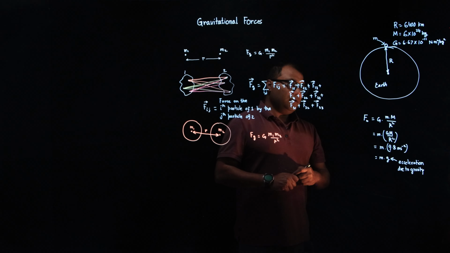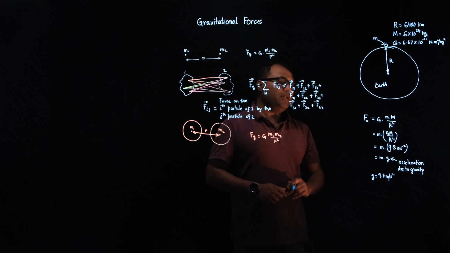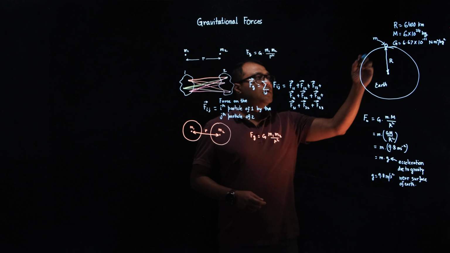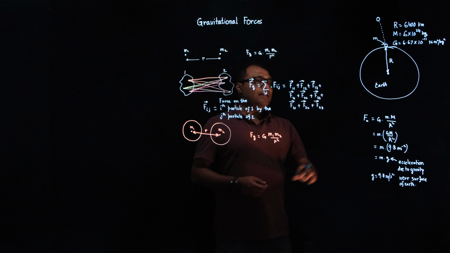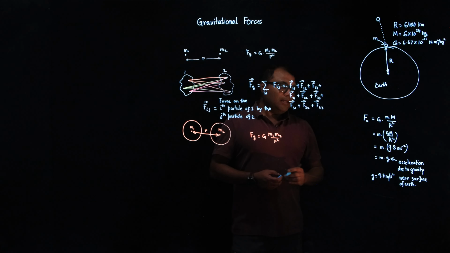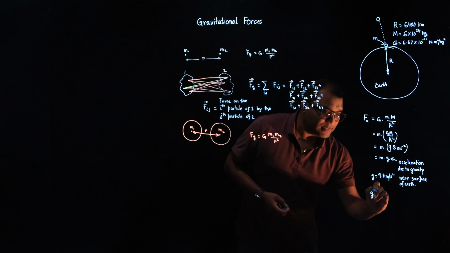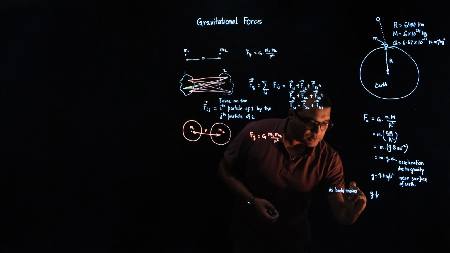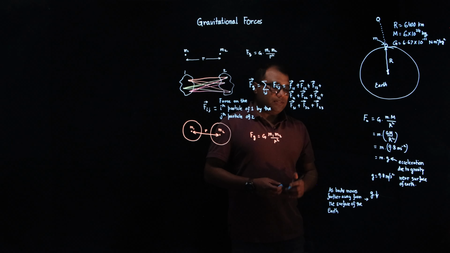Now it's important to mention here that g is roughly 9.8, or sometimes it is approximated to 10 meters per second squared near Earth's surface. What happens if this body was at a distance away from the Earth's surface, and this distance is comparable to the radius of the Earth? Then this denominator R will increase. If it increases, g decreases. So as the body is moved further away from the surface, g decreases.